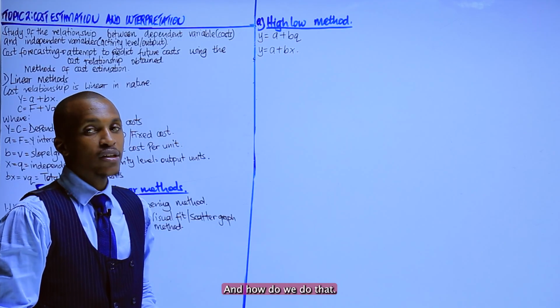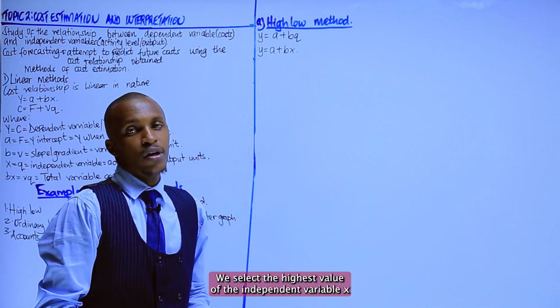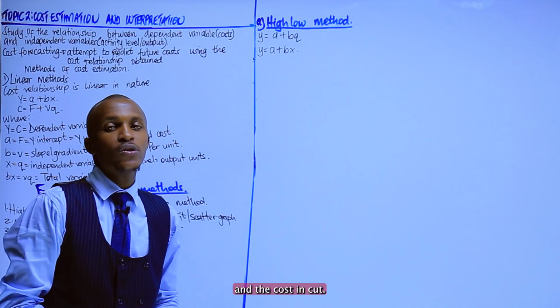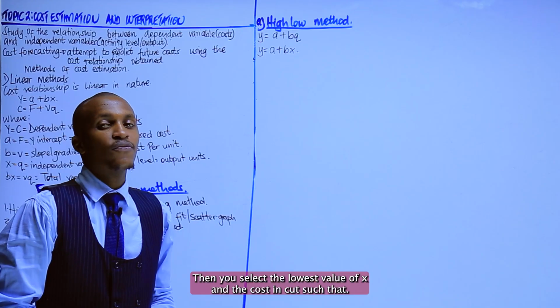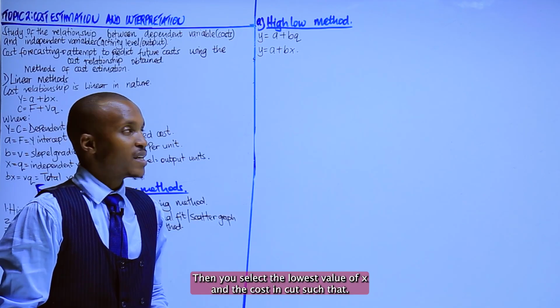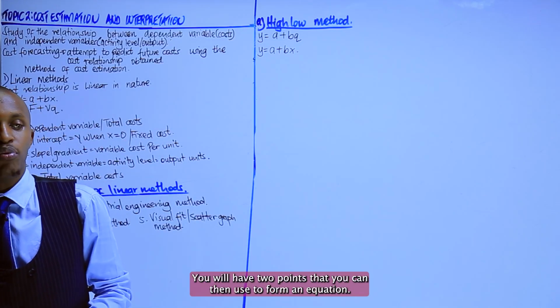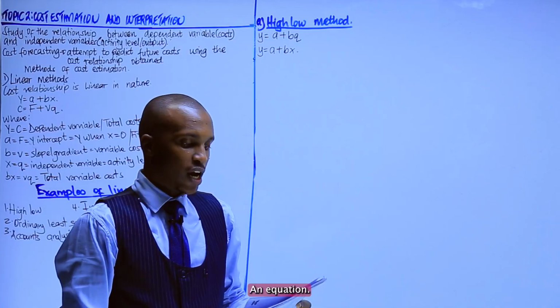And how do we do that? We select the highest value of the independent variable x and the cost incurred. Then you select the lowest value of x and the cost incurred, such that now you will have 2 points that you can then use to form an equation.